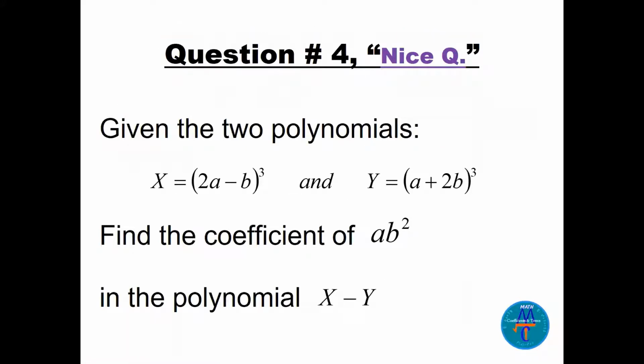Okay, question number 4, a little tricky, maybe lengthy, nice question. Given the two polynomials, capital X and capital Y. Now, capital X is equal to (2a minus 3b) all cubed, and Y is (a plus 2b) all cubed. What do we need? Find the coefficient of ab squared in the polynomial X minus Y.